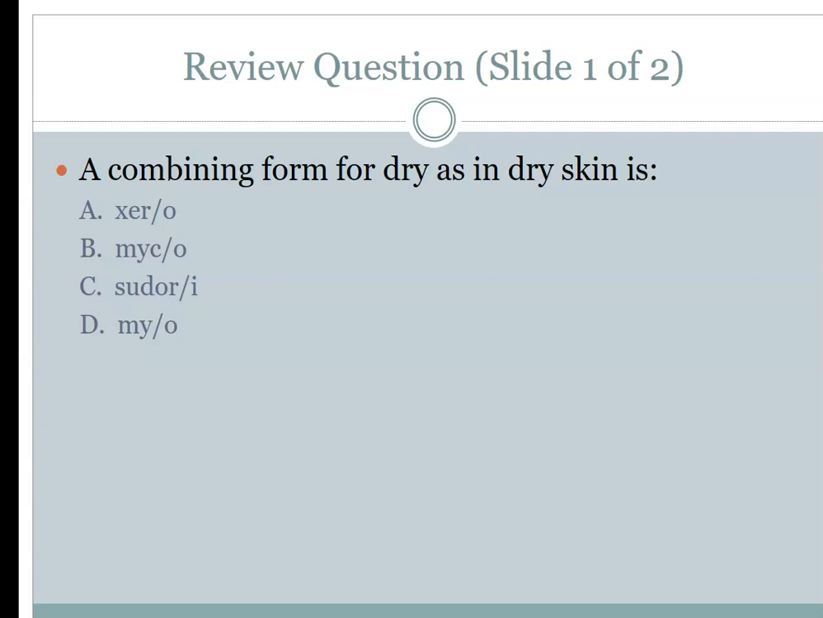A review question. The combining form for dry, as in dry skin, is what? A. Xero, B. Myco, C. Sudori, or D. Myo? The answer is A. Xero.